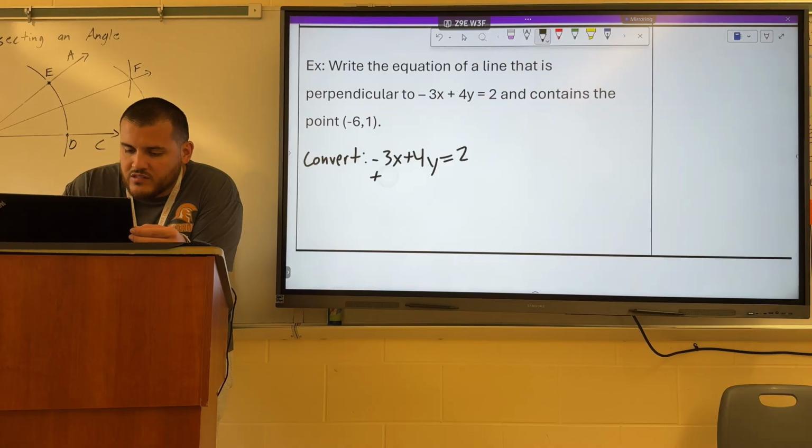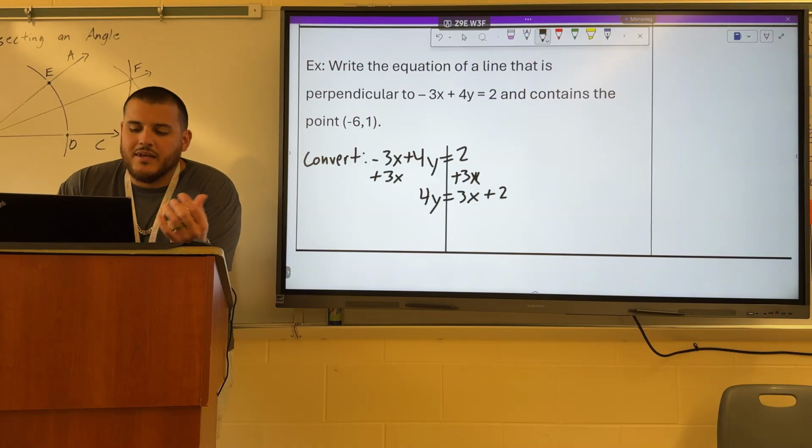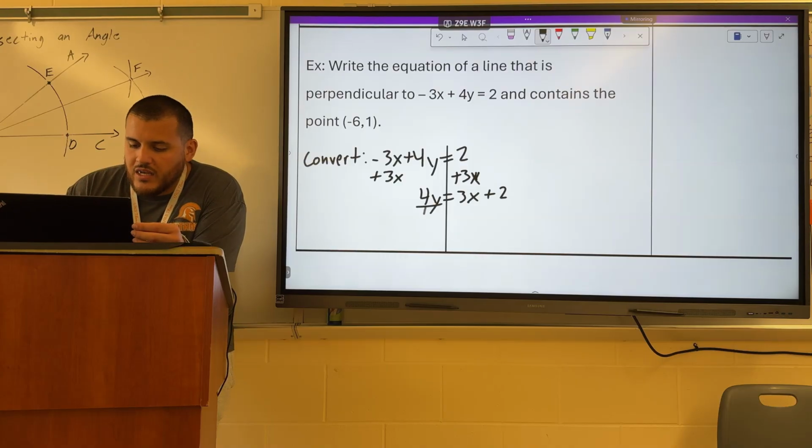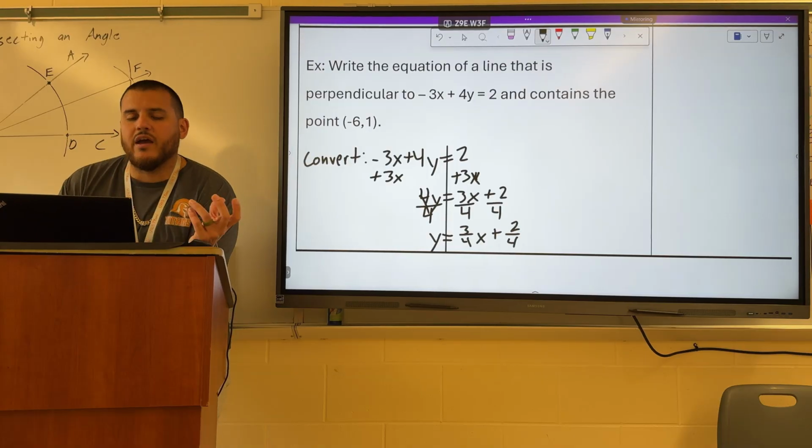So I'm going to move this 3x to the right by adding 3x to both sides. That leaves me with a 4y on the left equal to a 3x plus 2 on the right. And now to get y alone, I'm dividing both sides by 4. Cancels the 4's on the left and gives me y equals 3/4 x plus 2/4 or 1/2. You can write 0.5, it doesn't matter there.